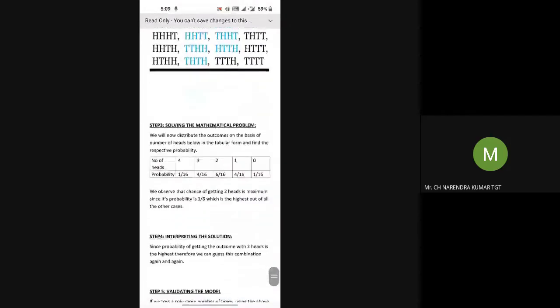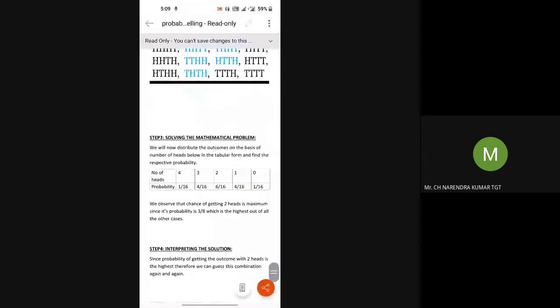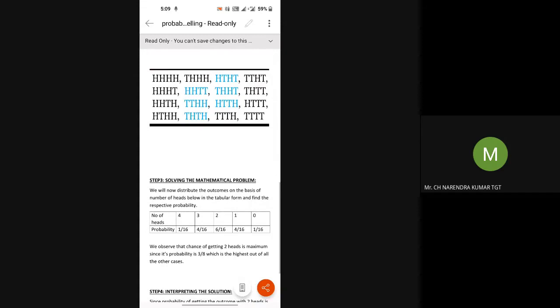Now how to solve this problem? We'll now distribute the outcomes on the basis of number of heads below in the tabular form. So basically these are the total 16 outcomes, or 16 possibilities that can occur when a coin is tossed 4 times, and I have written all the possibilities in the form of the sample space here. Now we need to find out which combination is occurring the most number of times when the experiment is conducted.